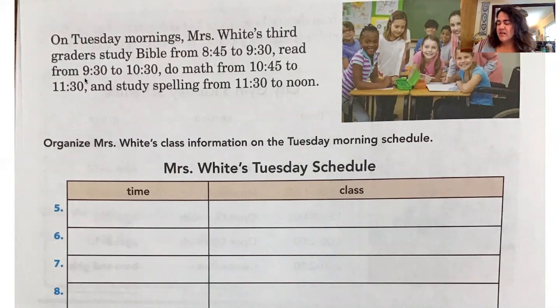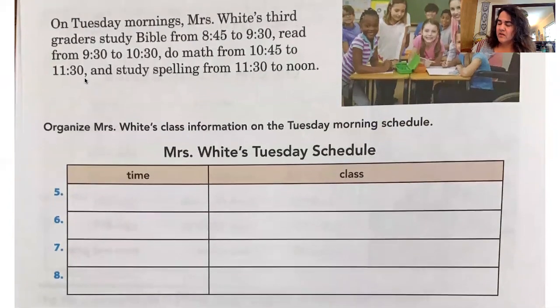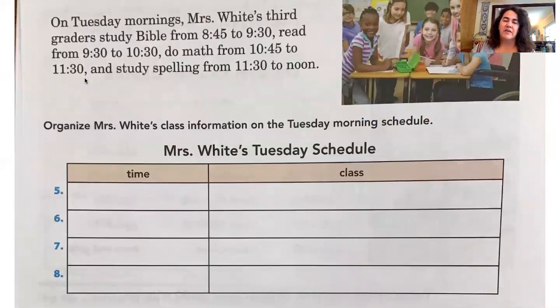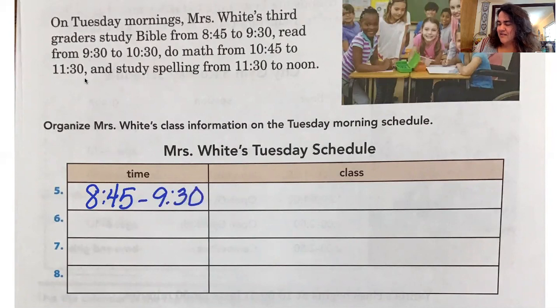Now we have to organize Mrs. White's class information on the Tuesday morning schedule. So, what can we do? Let's start with the earliest time, boys and girls. What time is the first thing? Starts at 8:45 and ends at 9:30. And what is that? What do they do from 8:45 to 9:30, Lola? They do Bible.